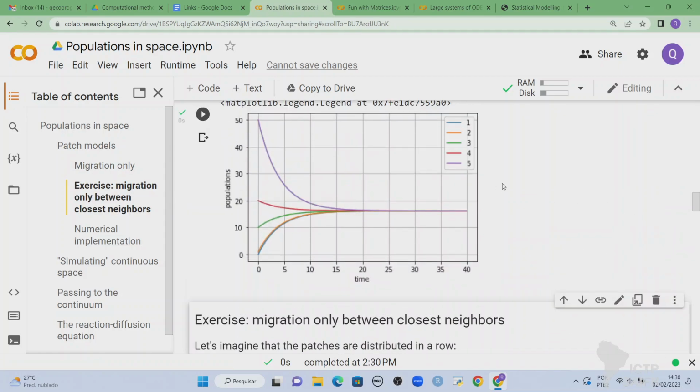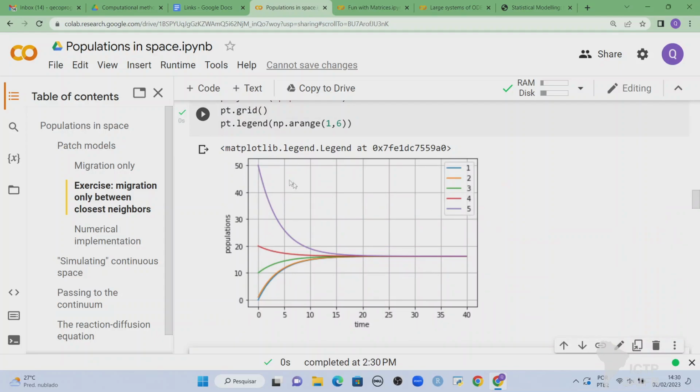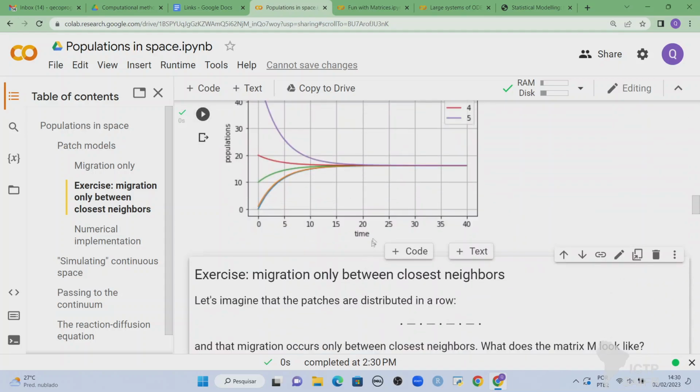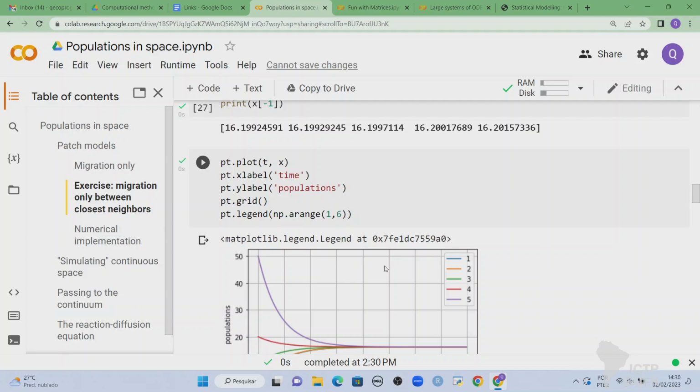You see here, the one that started with 50 goes down, the one that started with no individuals goes up, and then they all go to an equilibrium where they are evenly distributed. Why did that happen? Because migration is symmetric. All patches send individuals to all of the other patches and receive from all the other patches with the same migration rates. Of course, I can make this go slower or faster depending on the migration rate.